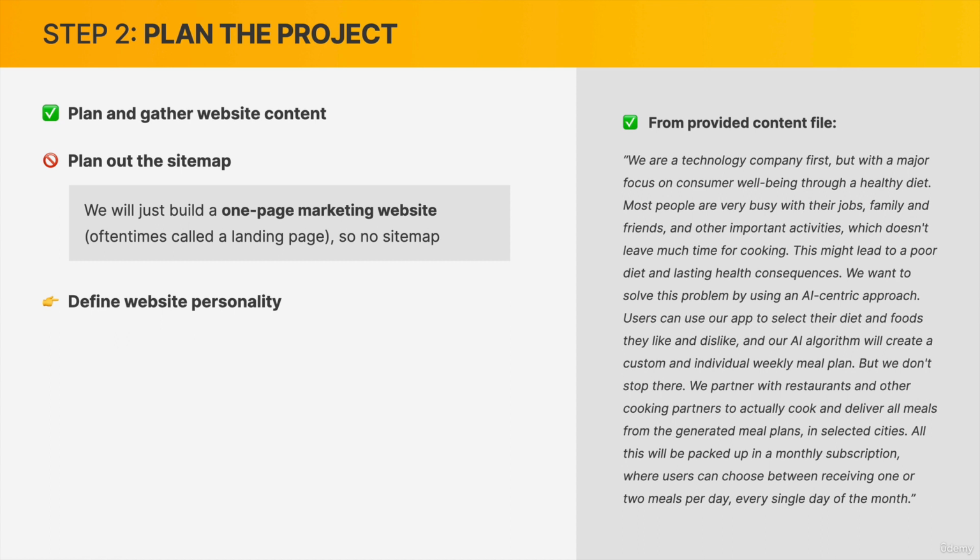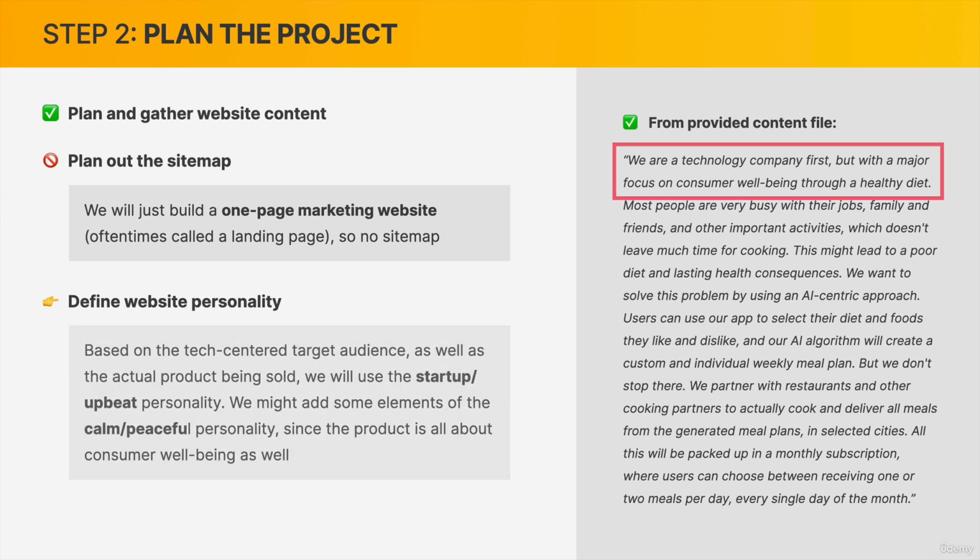Next up, we need to think about the website personality. And here, once again, we can take some clues from the OmniFood description that we were provided. So here in the first paragraph, they immediately say that they are a technology company first, but that they also have a focus on well-being of their users, right? Now, in the previous step, we already defined also that we are looking kind of for a tech-centered target audience. And so therefore, it kind of makes sense, I think, that we will use the startup and upbeat personality.